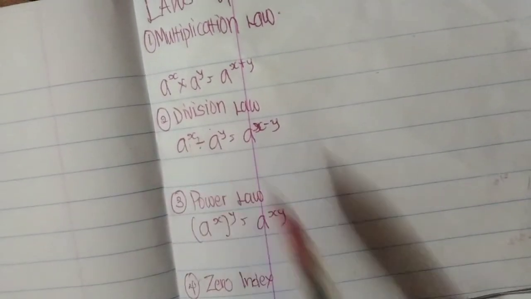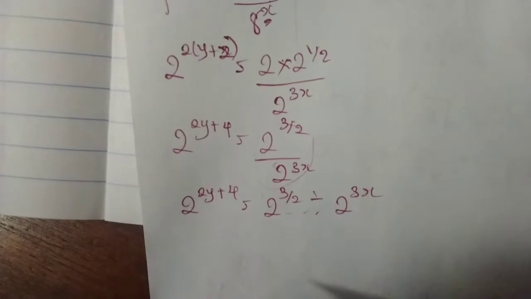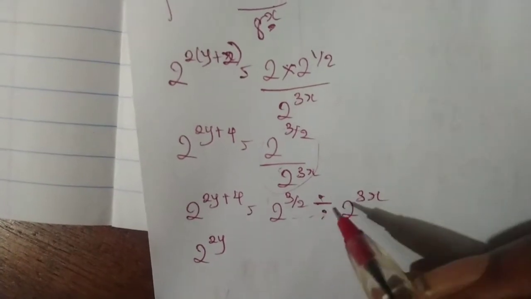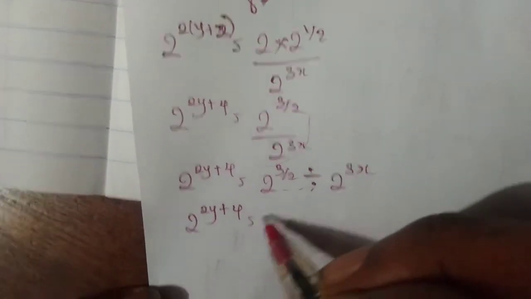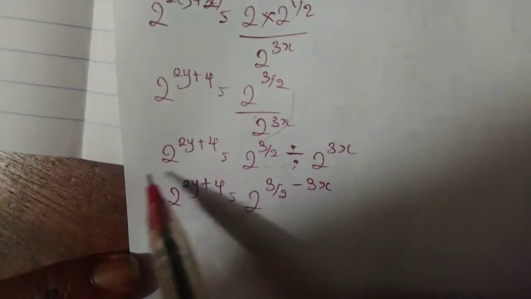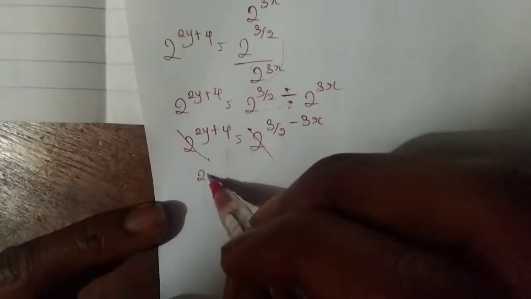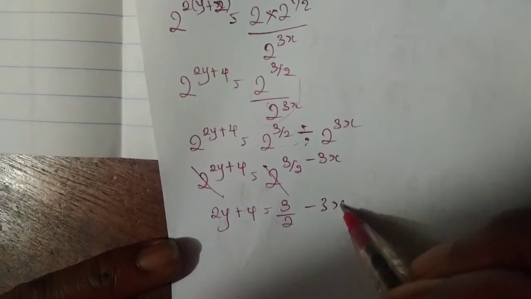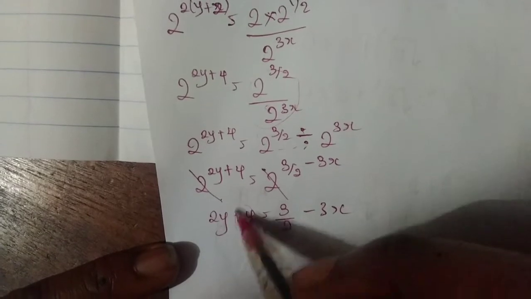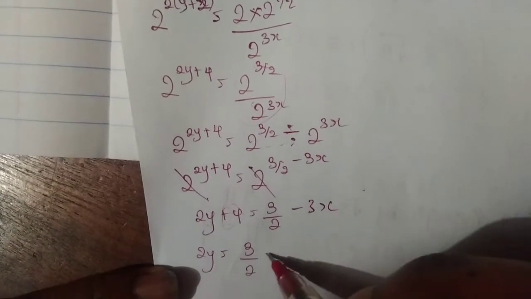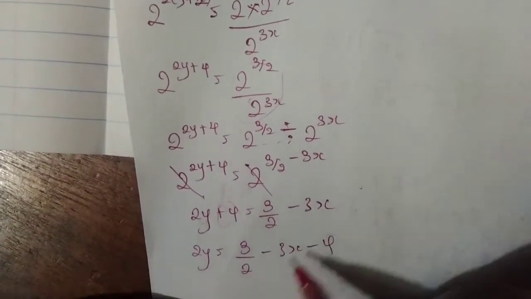So from the division law, I can subtract their powers because we have the same number but different powers. So we can have 2 raised to the power of y plus 2 is equal to 2 to the power of 3 over 2 minus 3x. So we have y plus 2 is equal to 3 over 2 minus 3x. We can take this over here. So we have y is equal to 3 over 2 minus 3x minus 2. You can collect like terms.